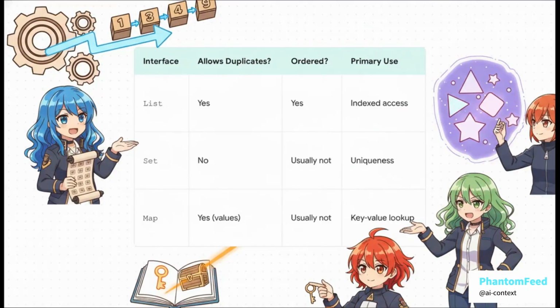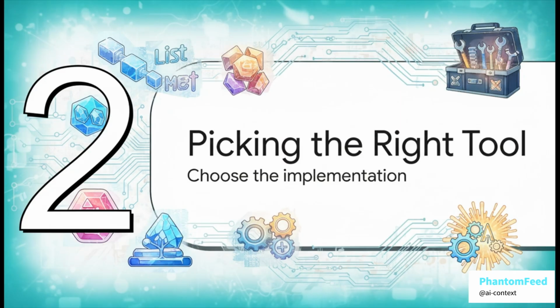So here it is, your cheat sheet. This little table boils it all down. If you need order and you're okay with duplicates, you want a list. If uniqueness is the only thing that matters, you need a set. And if you're looking stuff up using some kind of unique ID, it's a map. Seriously, commit this to memory. It's your fundamental guide.